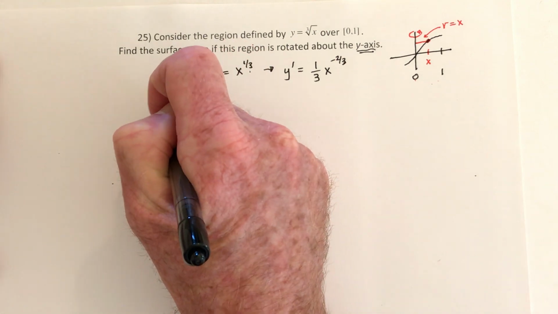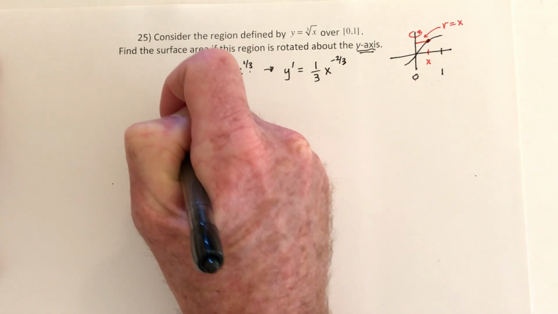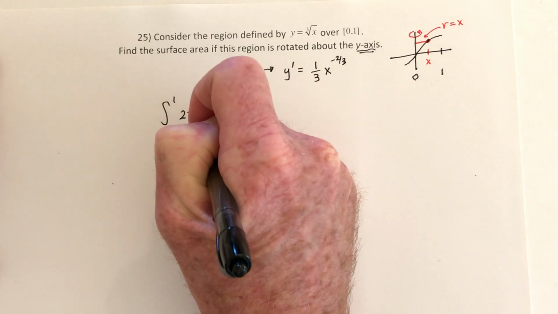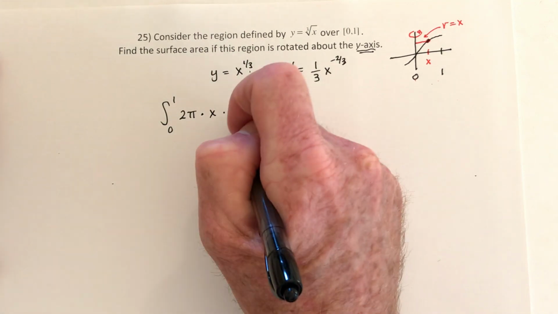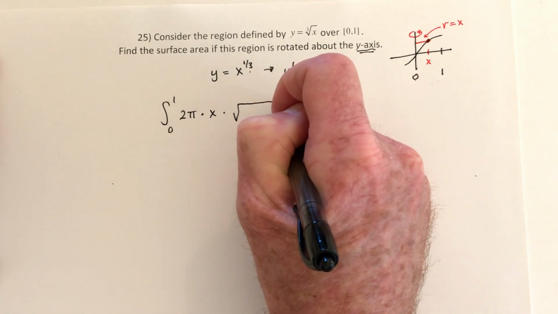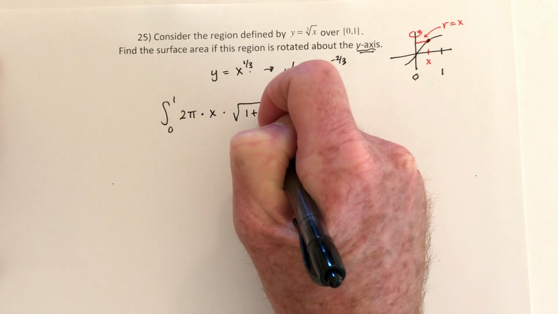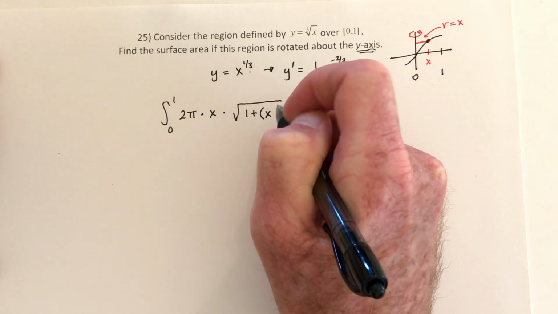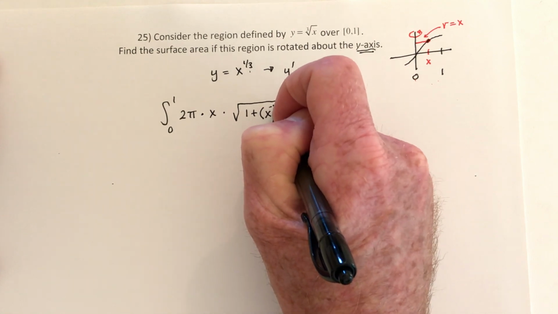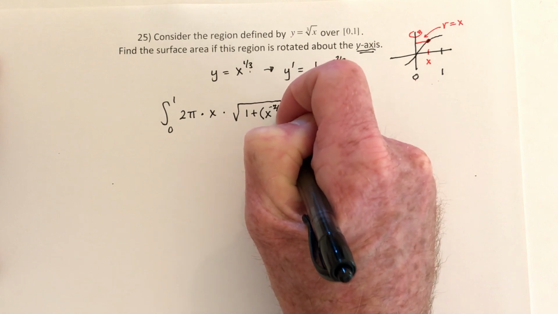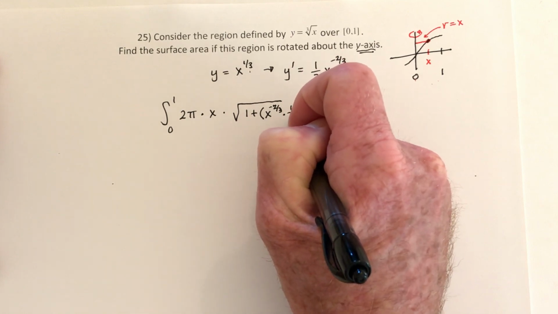So the arc length is going to be the integral from 0 to 1. There is the 2 pi. There's the radius, which is x. And then we need the arc length, which is the square root of 1 plus the derivative squared. And I forgot my 1/3, so let me just write the x part and then times 1/3.